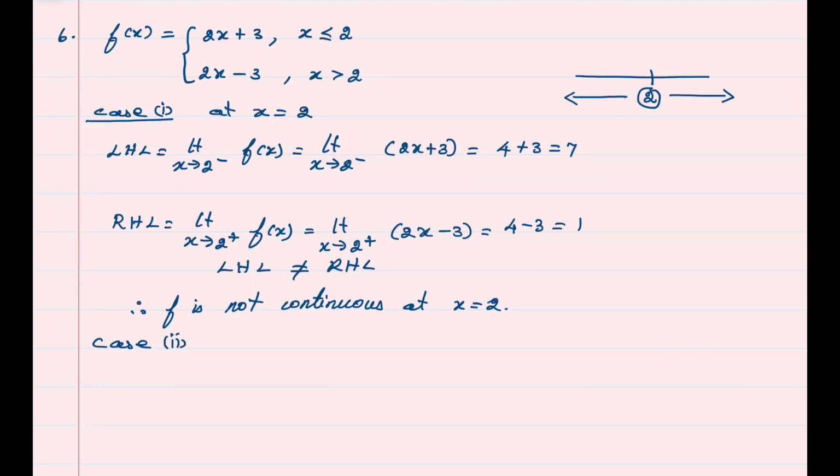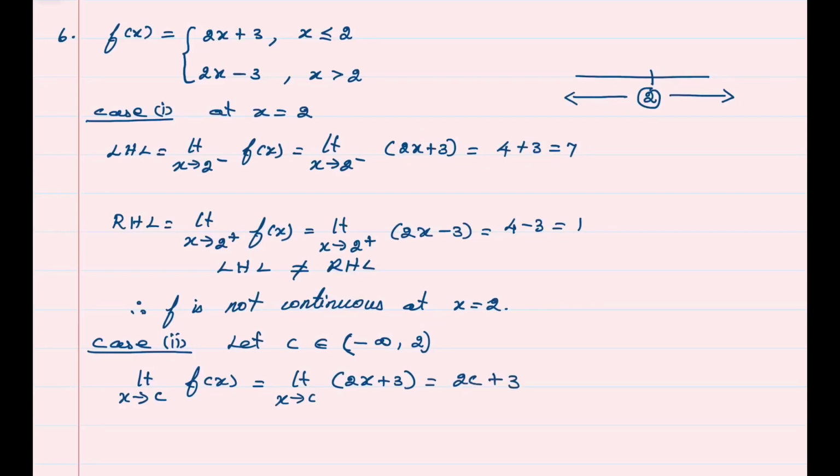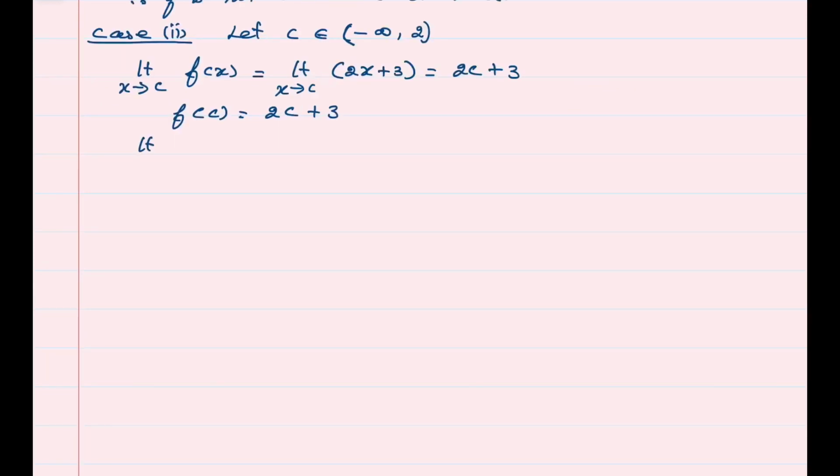Case 2. Now we will take c belonging to all real values less than 2, that is minus infinity to 2, open at 2. For less than 2, we have only one definition. We need not do LHL and RHL. Limit extending to c of f of x, where c is less than 2. Let us use less than 2 definition. Limit extending to c of 2x plus 3, which is a polynomial. Direct substitution gives 2c plus 3. And f of c is also 2c plus 3. Limit extending to c of f of x and f of c are equal. Therefore, f is continuous for all c belonging to minus infinity to 2.